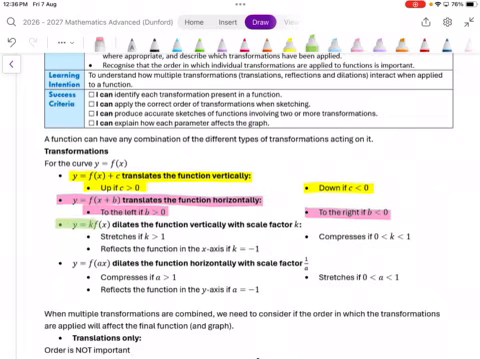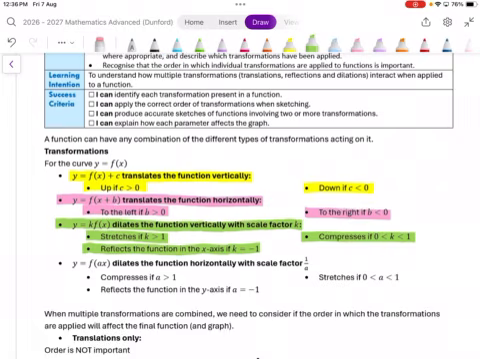So we have that y equals k times f(x) dilates the function vertically with a scale factor of k. It stretches if k is greater than 1. It compresses if 0 is less than k is less than 1. And it reflects the function in the x-axis if k is minus 1.